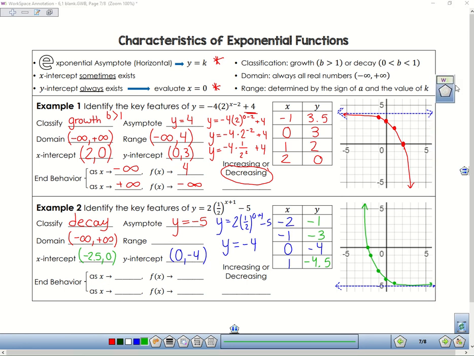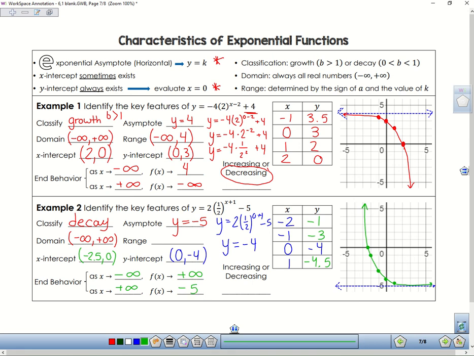And let's determine our end behavior. As x goes to negative infinity, x goes to positive infinity. So in the negative infinity direction, on the left side of my graph, which way is my function going? It's going up forever, so it's going to positive infinity. And on the other side, as it goes to the right, what's happening to my graph? It's approaching what? -5. Good.